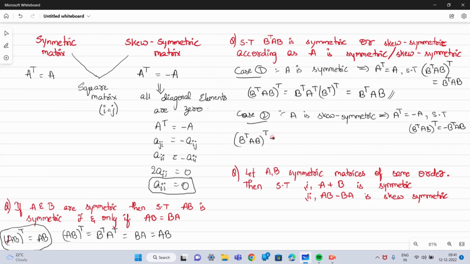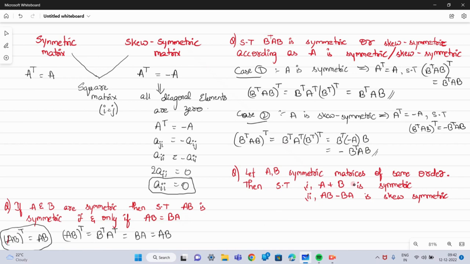How to do this? Take again B transpose AB whole transpose. Again, according to the reversal law, it becomes B transpose, A transpose, B transpose of whole transpose. Now we can write B transpose as the same B transpose itself. Now A is skew symmetric, so A transpose becomes minus A and B transpose whole transpose is B. Now it is minus of B transpose AB. Hence, proved.